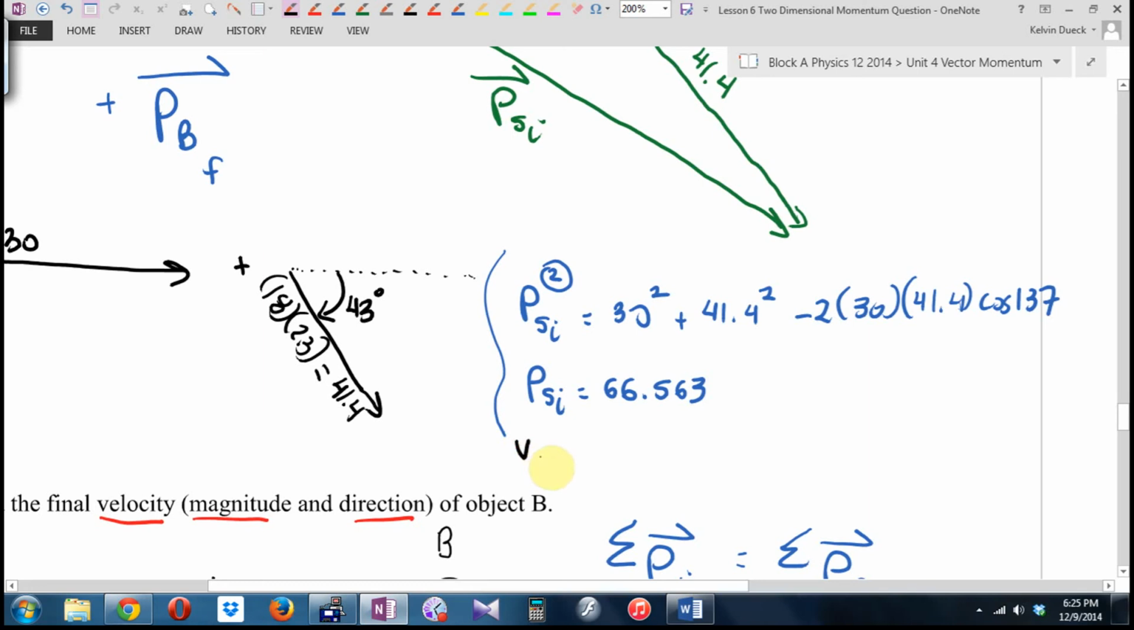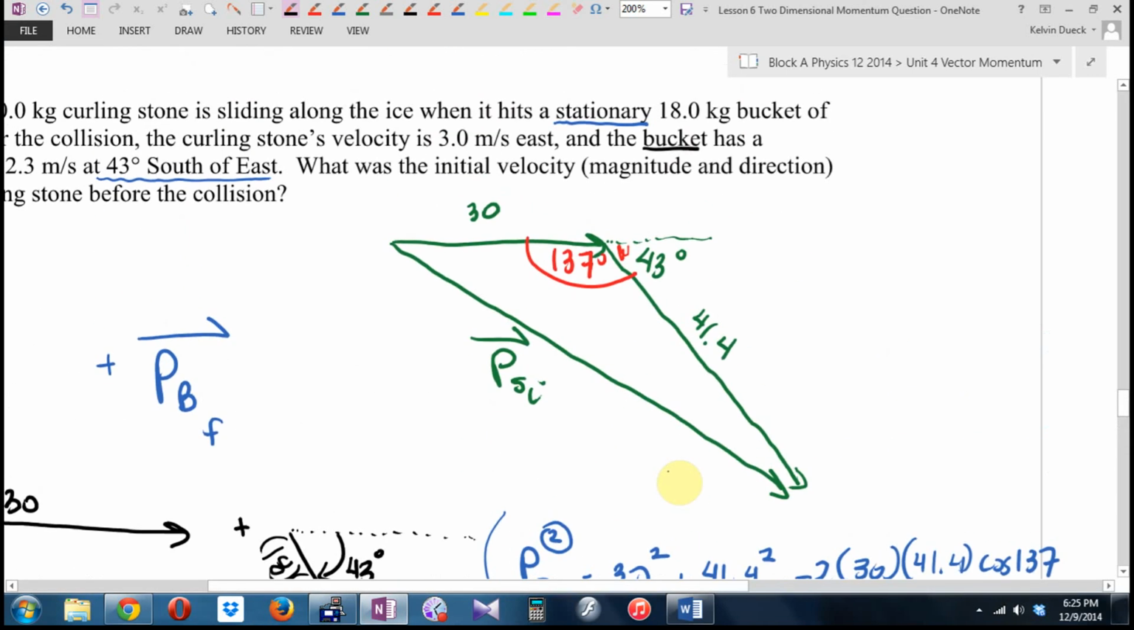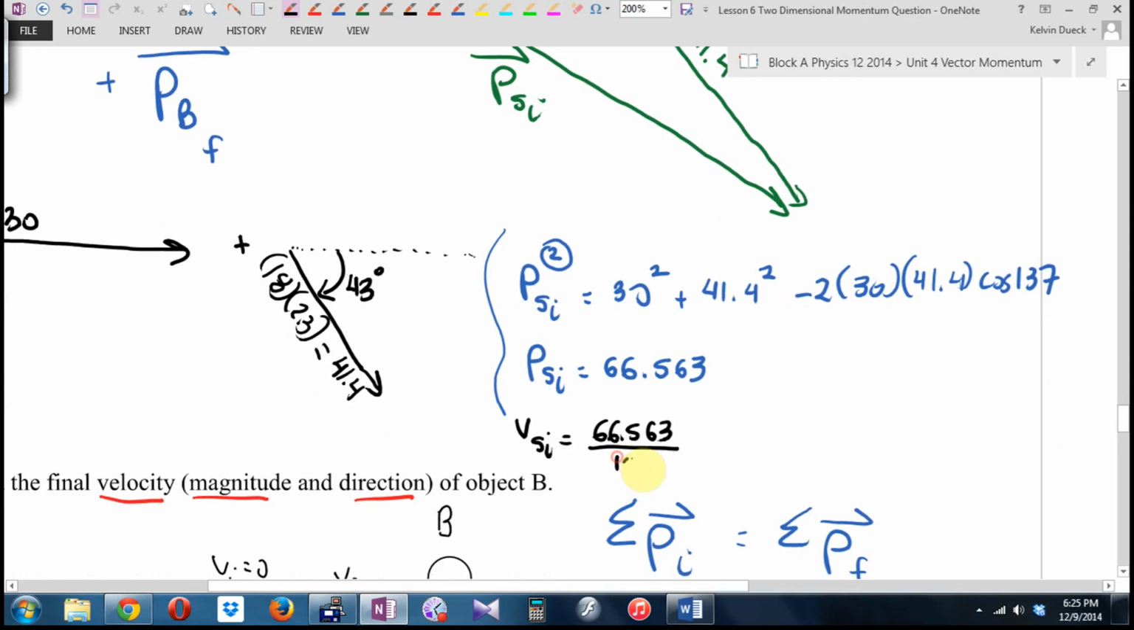The velocity is going to be 66.563 divided by the mass, because if momentum is mass times velocity, then velocity is momentum divided by mass. What was the mass of stone 1? 10. Hey, I can do that in my head. It's going to be 6.656, okay, 6.66 meters per second.